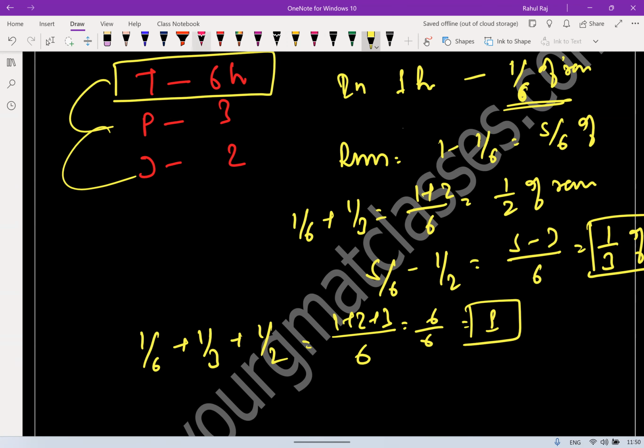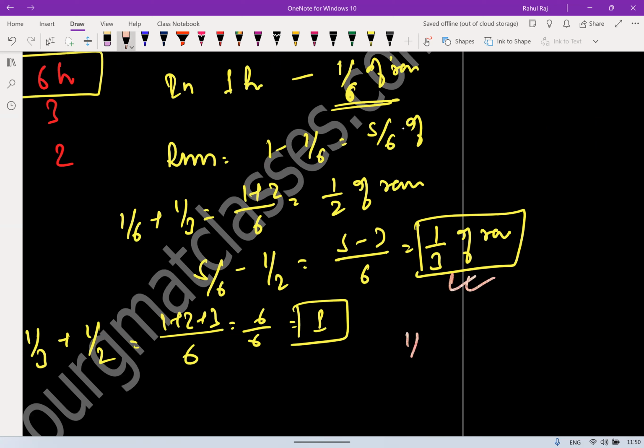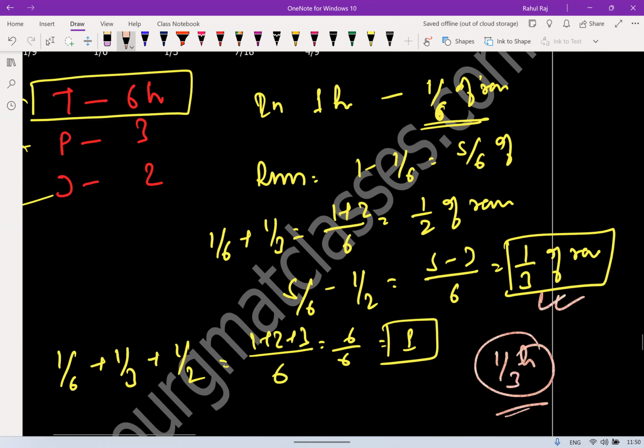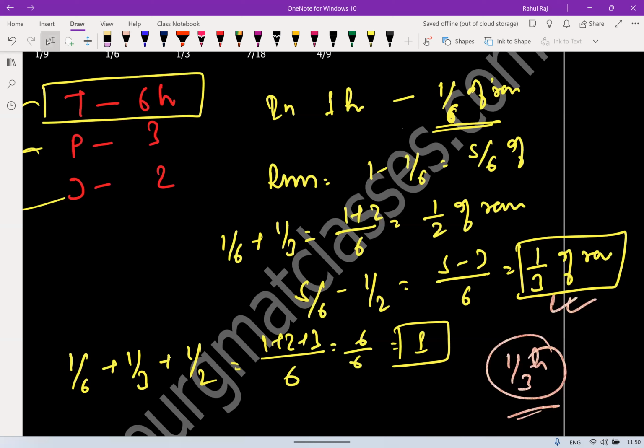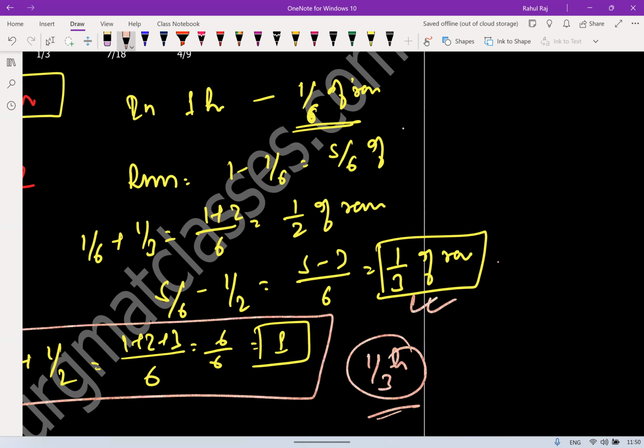But please understand, the remaining room is only 1 by 3. So they will take 1 by 3 hours to finish the remaining room. Is this understood? Yes or no? Please tell me. The final step says that if Tom, Peter and John join to finish the room, how much time will it take? When I take out the calculation, I see that in 1 hour they will be able to complete the entire room. But technically only 1 by 3 of the room was remaining, so it will take them 1 by 3 hours. That's it. Am I right?